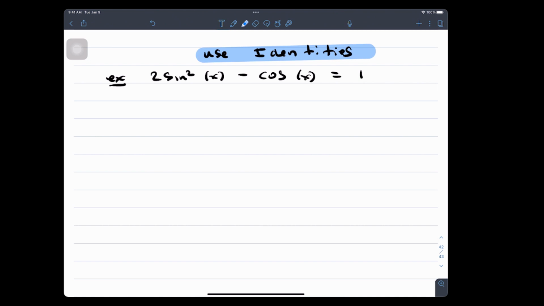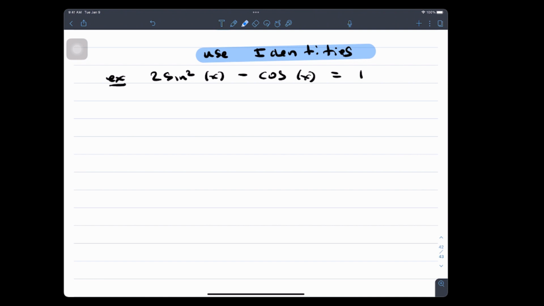All right, what do you guys think you could do? What identity? Because here's a problem here. Do you guys know what the problem is? If you're going to solve this, what you really need is everything in terms of sines and cosines. Okay, we need everything in terms of sines and cosines.